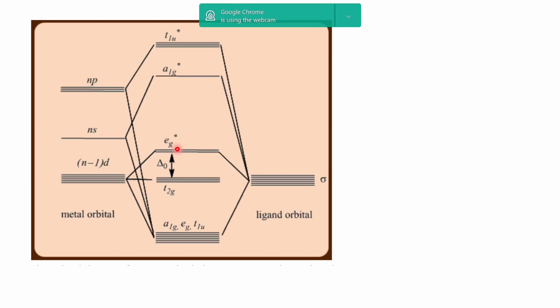Since it is weakly antibonding, even if there are electrons in it, it does not matter much. It does not affect its stability that much. So in that case, we can add electrons here also. There are 2 orbitals, so 2 into 2, 4 electrons can be added here.